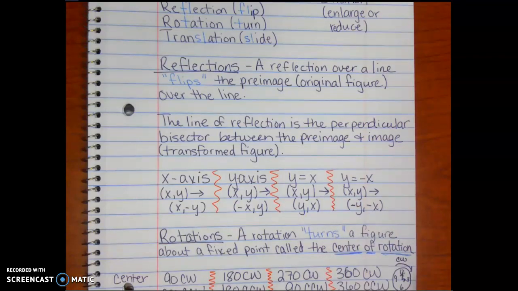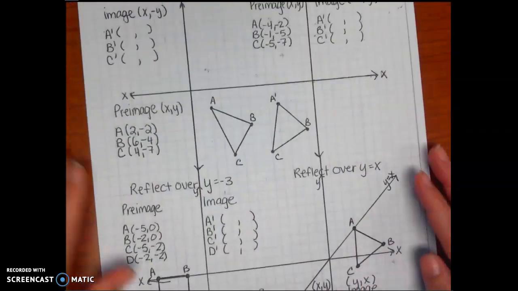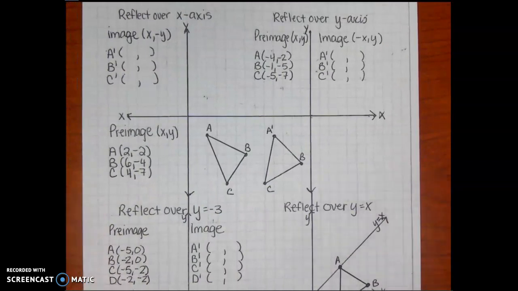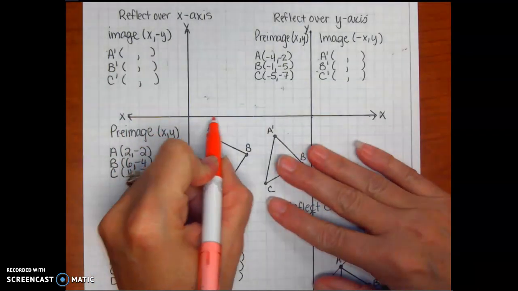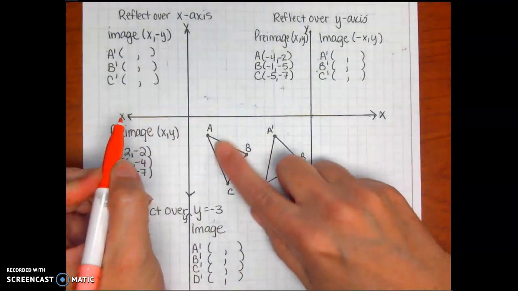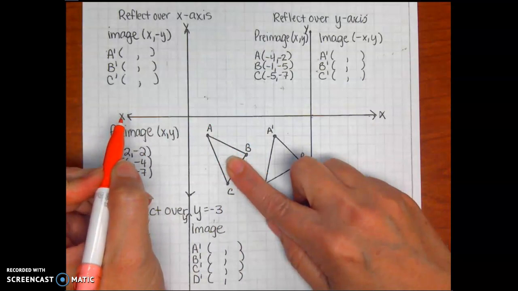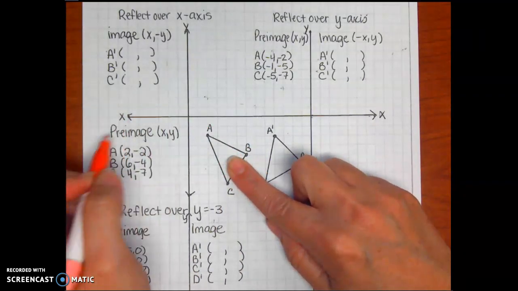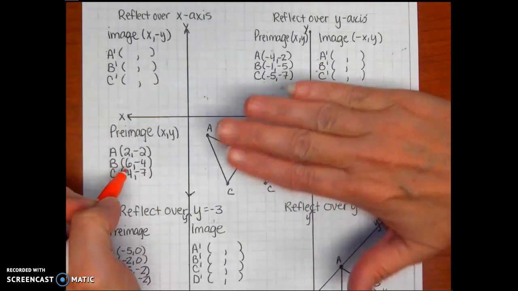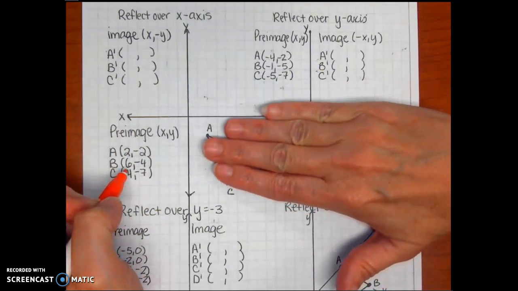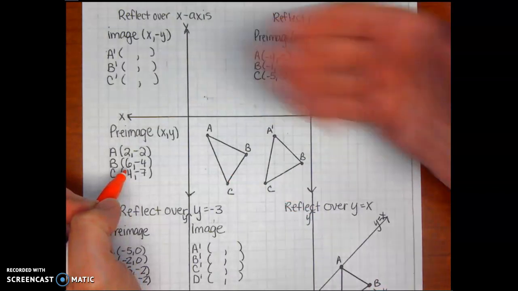Okay, before I move on to rotations, we're going to go ahead and do some examples. So I'm going to flip out my papers here. And I'm going to reflect over the x-axis. My x-axis is identified here. This is my pre-image, that is my original image, and these are my pre-image points. And I'm going to reflect it over the x-axis. So since it's a flip, I'm going to take this figure and flip it over the x-axis.